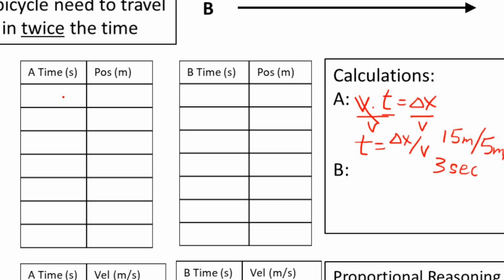Let's go ahead and transfer that over to the time and position table. So at a time of 0, I'm going to assume I started at a position of 0. 1 second later, traveling at 5 meters per second, I'm at a position of 5 meters. At 2 seconds, I'm at a position of 10 meters. And at a time of 3 seconds, I'm at 15 meters.